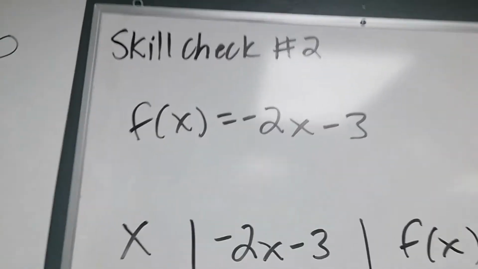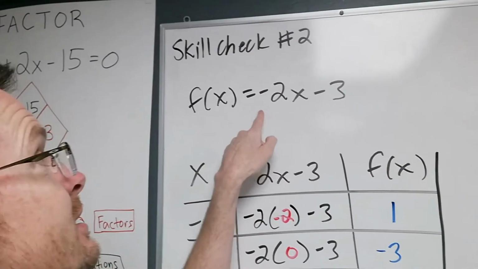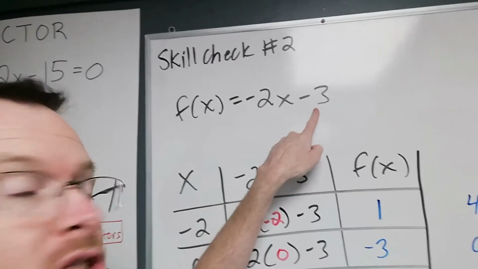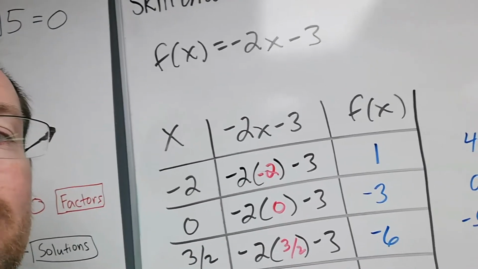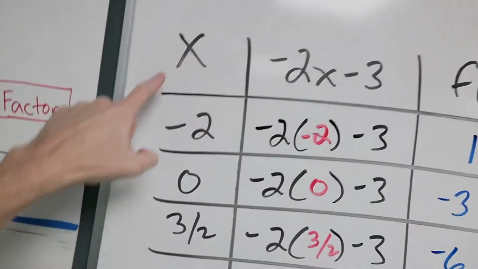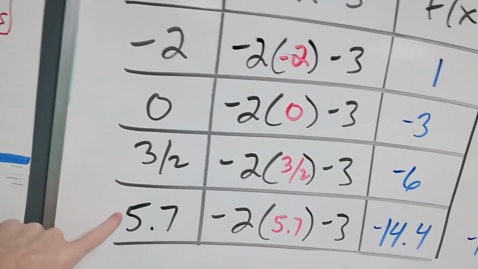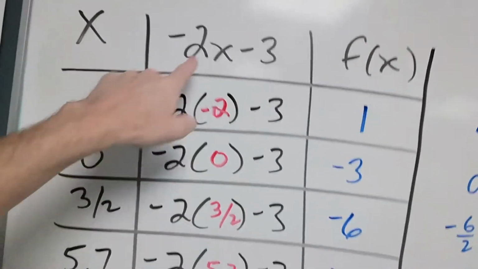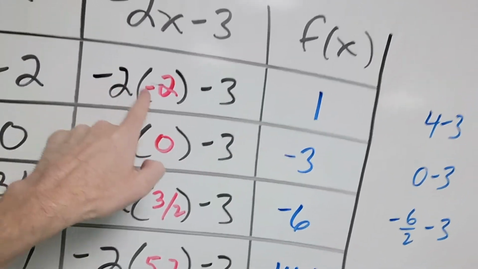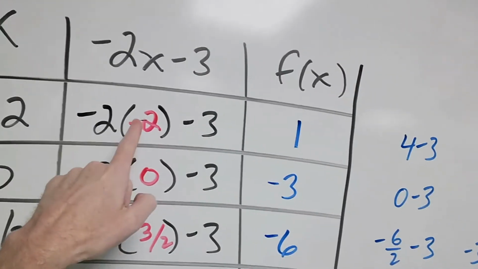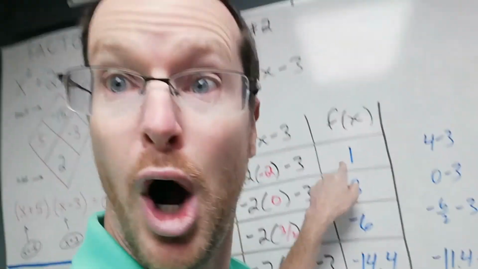So if you look here at our skill check, problem number 2, we have our function, which is -2x minus 3 this time. So I'm going to be plugging all my values into my -2x minus 3. I've got my x values that I'm plugging in. They told me what to plug in. I'm plugging them into my function right here. So -2 gets plugged in right there. Well, a -2 times a -2, that's a positive 4. And 4 take away 3 is 1.